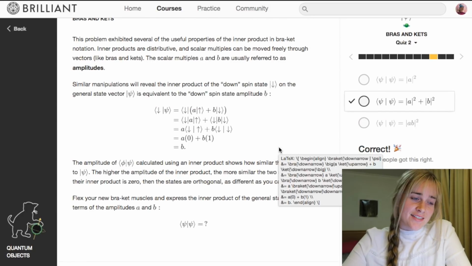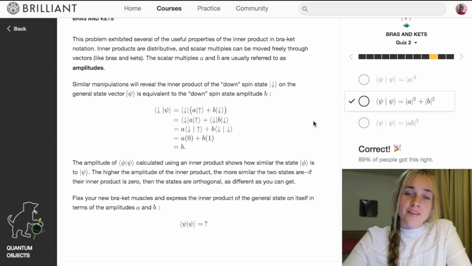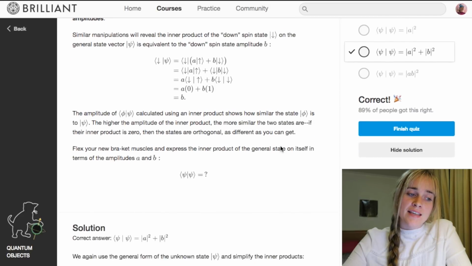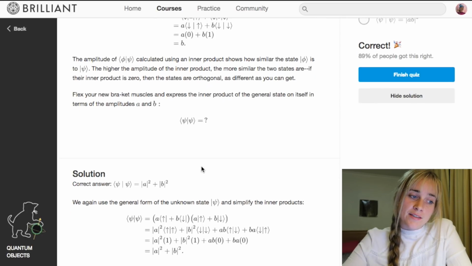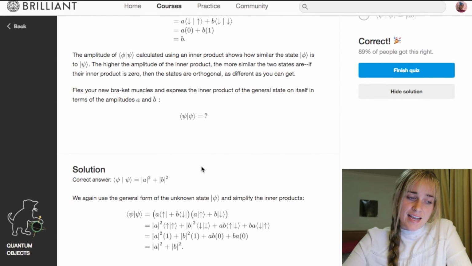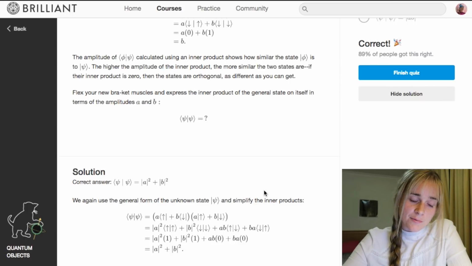I didn't ask you guys to do this, but it would have been very similar to repeat doing the same thing with the overlap between spin down and that same state psi. If you went through that one, you would find that the answer is B. And I asked you guys to do the inner product between the two psi states, and you would find that the answer for that was A squared plus B squared.